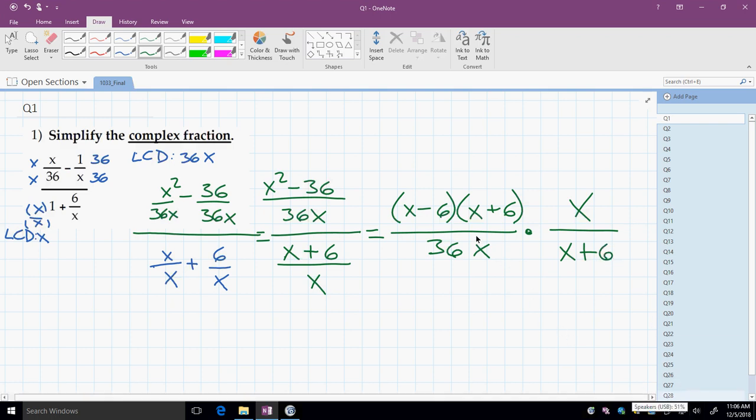As you notice, we can cancel some stuff in here. I can cancel x plus 6 with x plus 6 in here. This x cancels with this x. And my answer is going to be x minus 6 over 36.